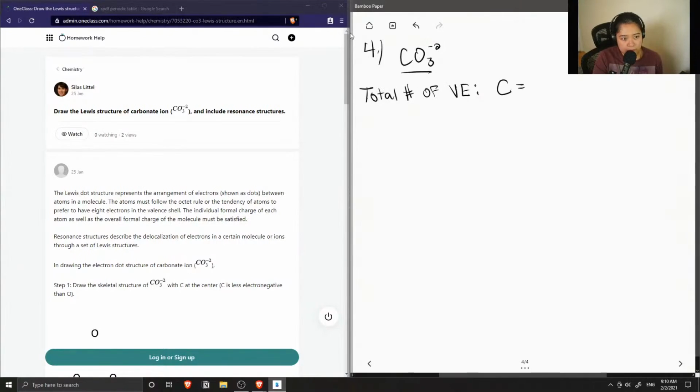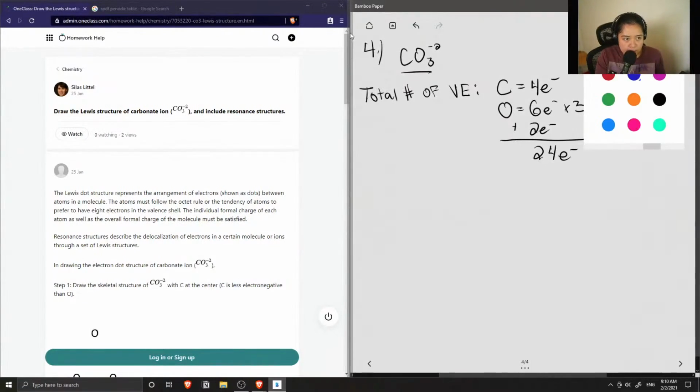So carbon has 4 valence electrons, and oxygen has 6. And since we have 3 oxygen atoms, we multiply this by 3. And also notice that the overall charge of our carbonate ion is -2, so we need to add an additional 2 electrons to our total electron count. So now if we add up all our values, we have 18 plus 2 plus 4, which is 24 valence electrons.